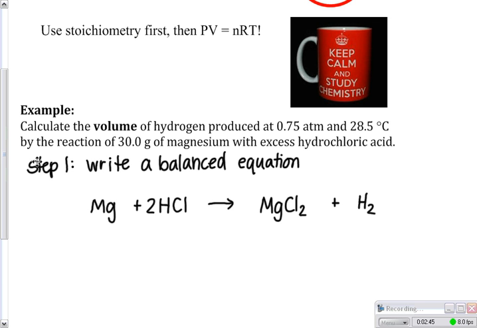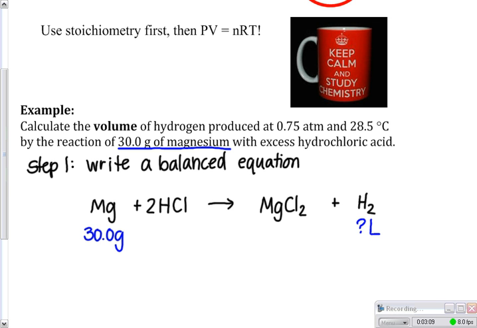Now, we're going to start this very much like we did stoichiometry problems in the past. We're going to put our givens and our unknowns. Our given that we're starting with is 30 grams of magnesium. So under the magnesium, I'm going to write 30.0 g for grams. And I'm wanting to find the volume of hydrogen. So my question mark is going to go under hydrogen, and volume is always measured in liters.